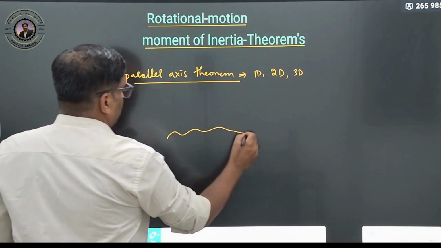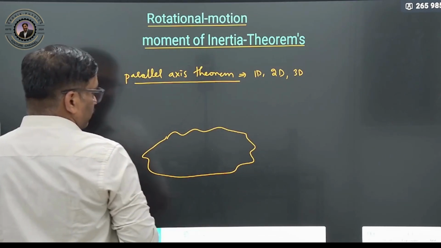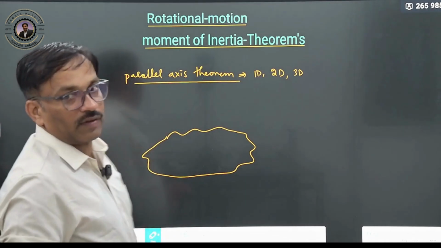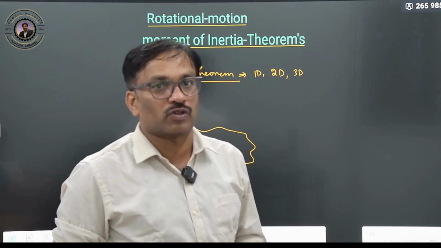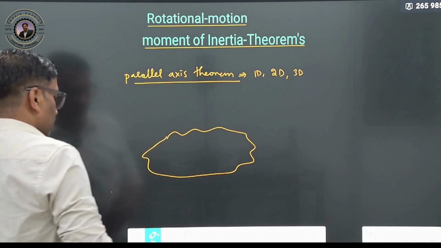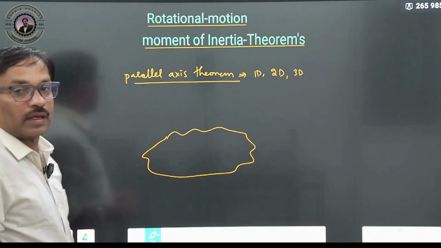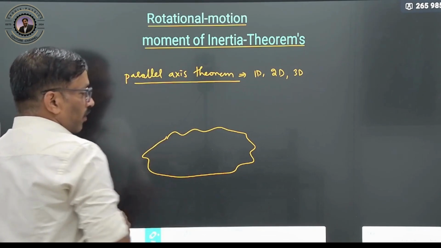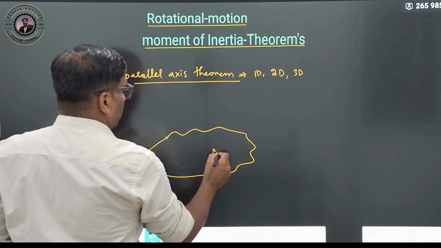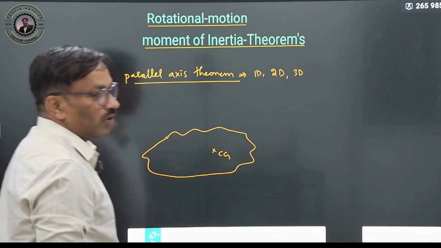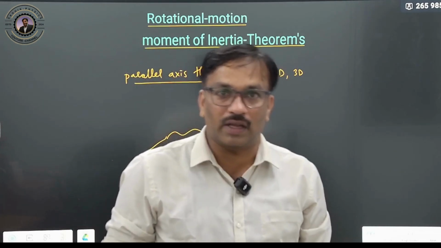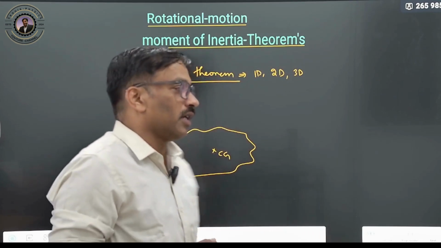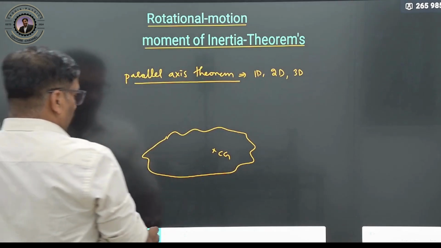We'll take one object. For every object there will be a center of gravity, where the total weight is supposed to be concentrated. Clear? This theorem can be applicable for any type of object. Let us take this one object; for it there will be a center of gravity, where the total weight of the object is supposed to be concentrated.